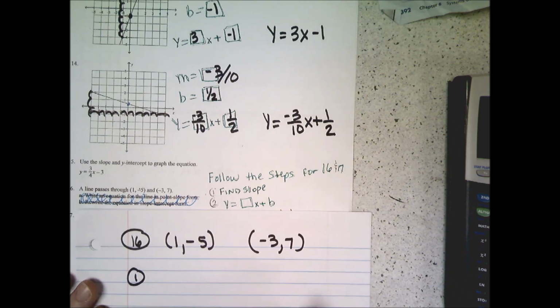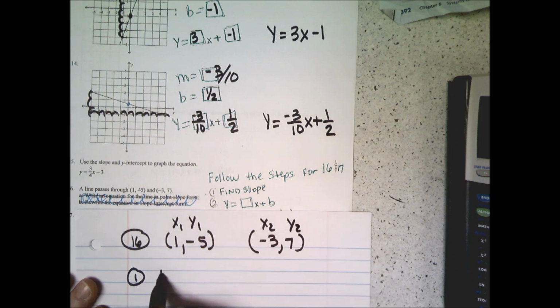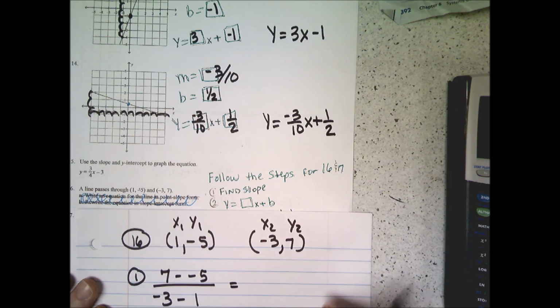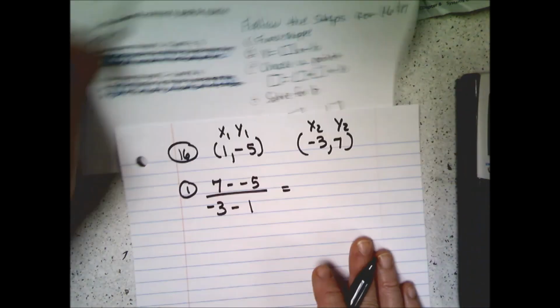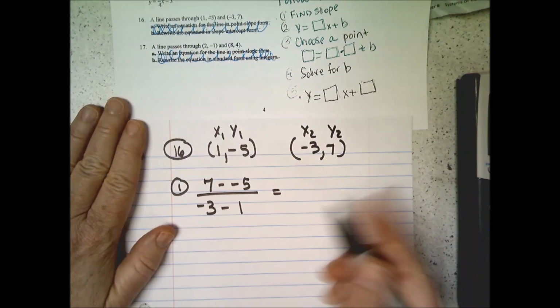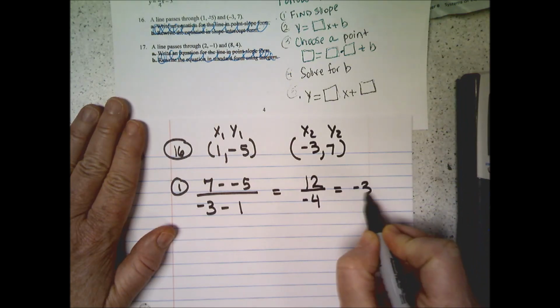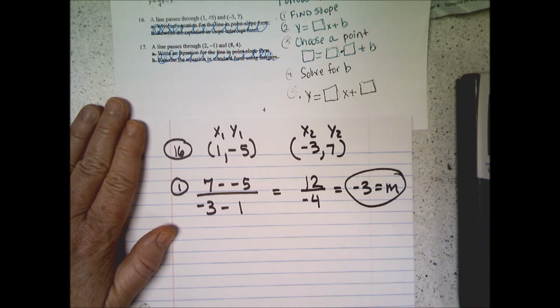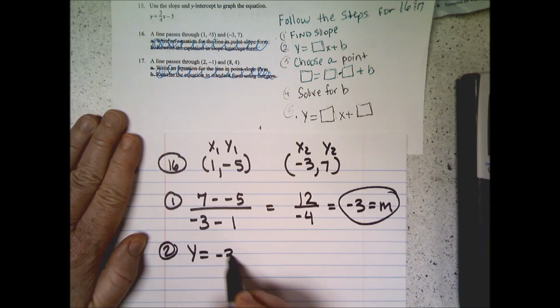Step 1, find the slope. So it's 7 minus -5 over -3 minus 1, which is -3. So I've found m. Step 2, y equals -3x plus b.